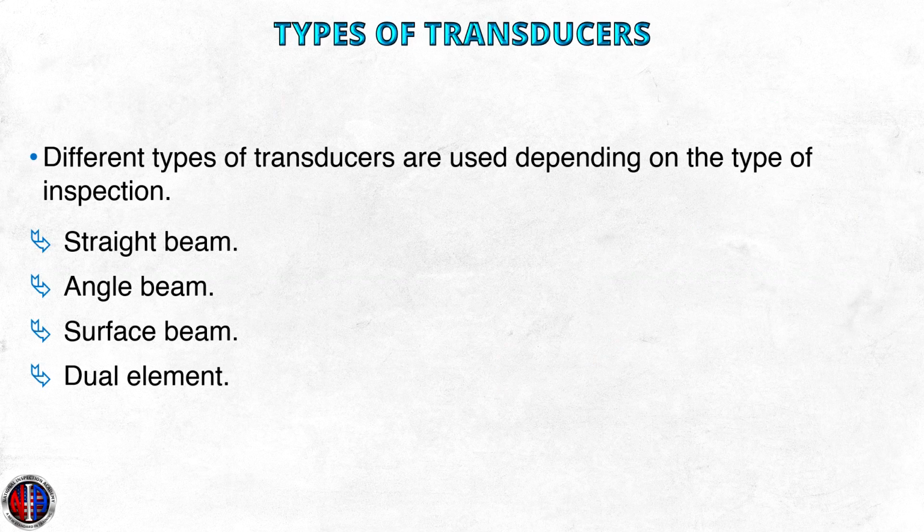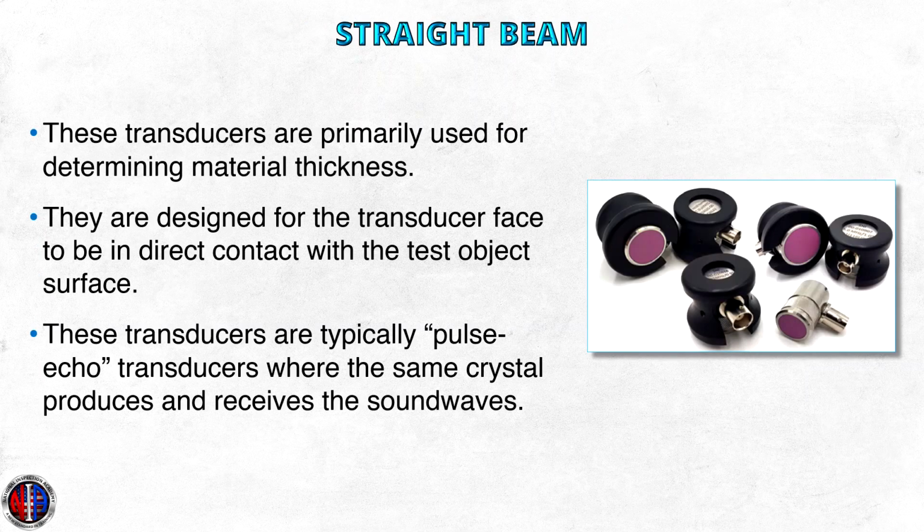Types of transducers. Different types of transducers are used depending on the type of inspection. There are straight beam, angle beam, surface beam, and dual element transducers. Straight beam transducers. These transducers are primarily used for determining material thickness. They are designed for the transducer face to be in direct contact with the test object surface. These transducers are typically pulse echo transducers, where the same crystal both produces and receives the sound waves.